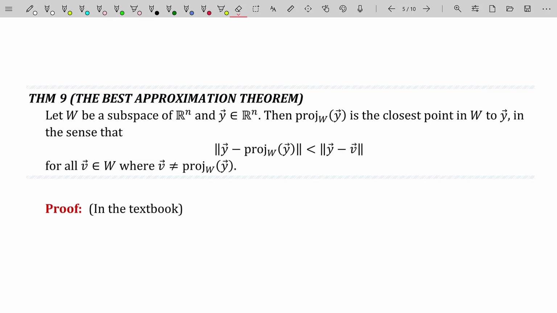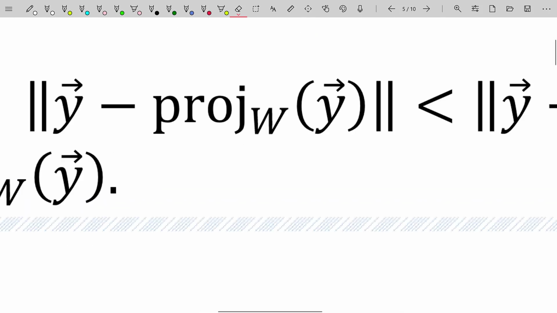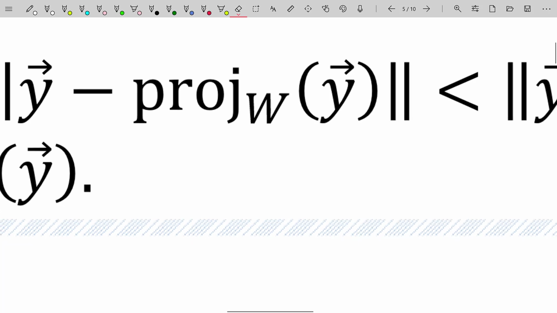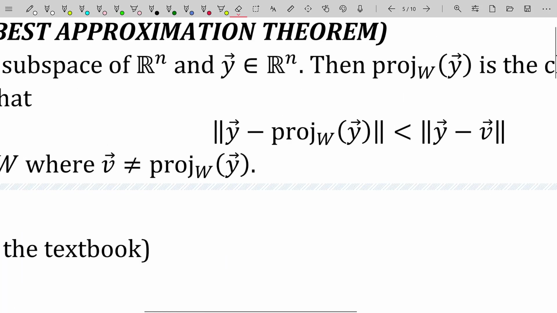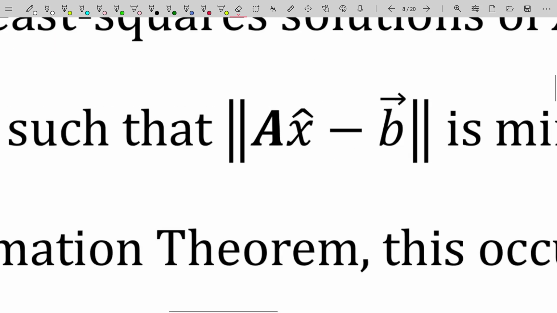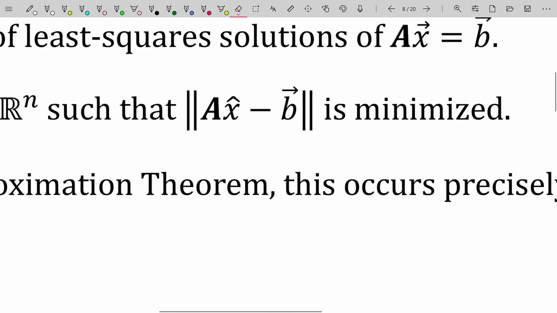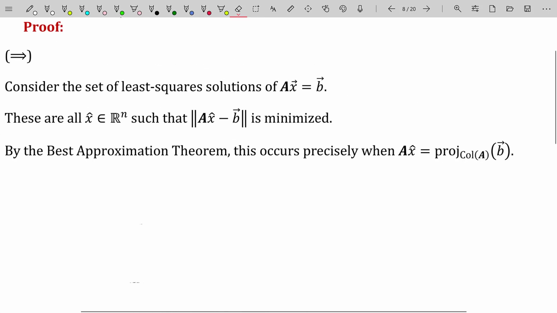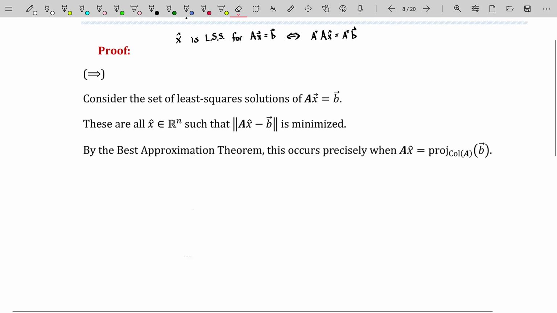And in our proof, we're going to use the best approximation theorem, which tells us that the best approximation, or the closest point to y, is going to be the projection of our vector y onto the column space of A. That is, by the best approximation theorem, this occurs precisely when this vector A times x hat is actually the projection of b onto the column space of A. Again, just recapping stuff that I've said earlier.